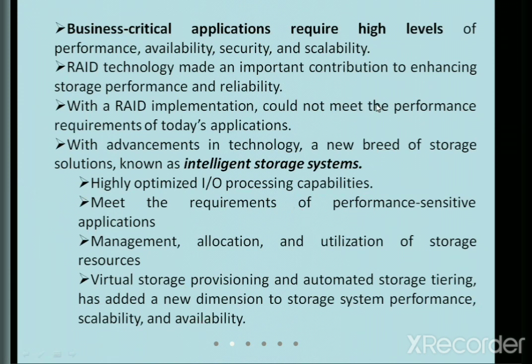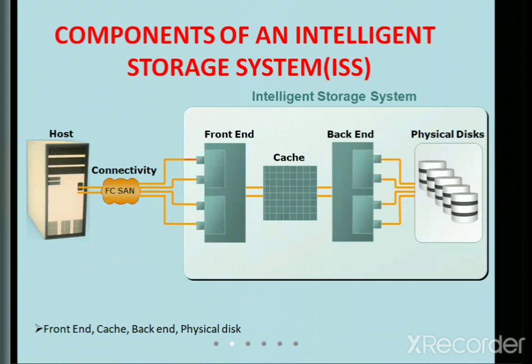Moving on to the next one, what does this intelligent system comprise of? It consists of, first, the host. We have this connectivity, which you can check. We have the components called the front end, the cache, the back end, and the physical disk. Please remember the physical disks are available here too.